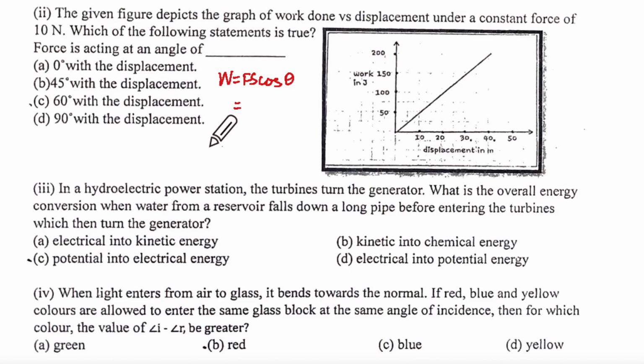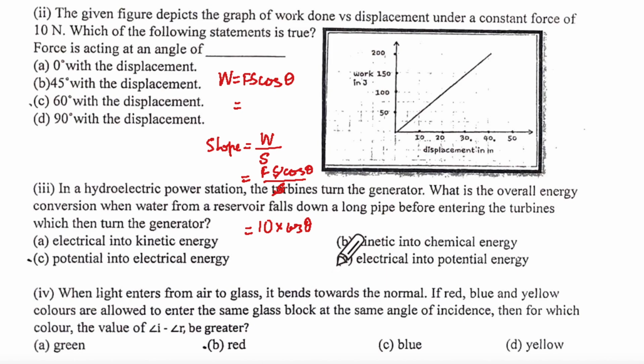What will be the slope? Slope is going to be equal to delta work upon delta S, so Fs cos theta upon S, and F is equal to 10, so 10 into cos theta, correct? Excuse me, ma'am.